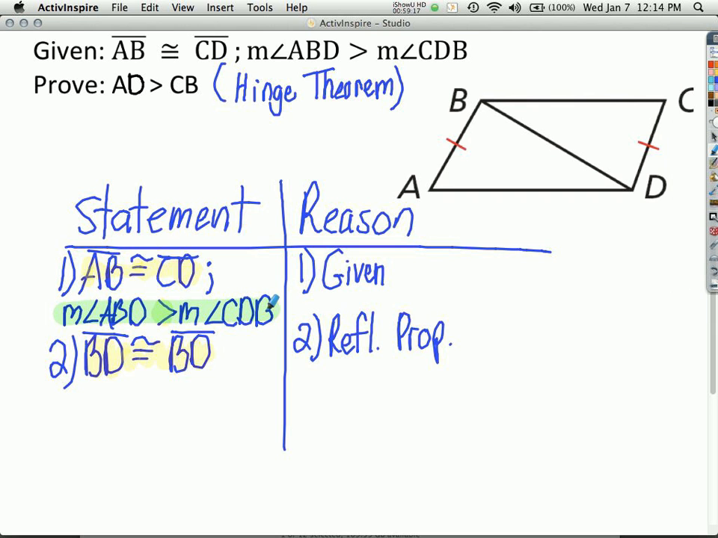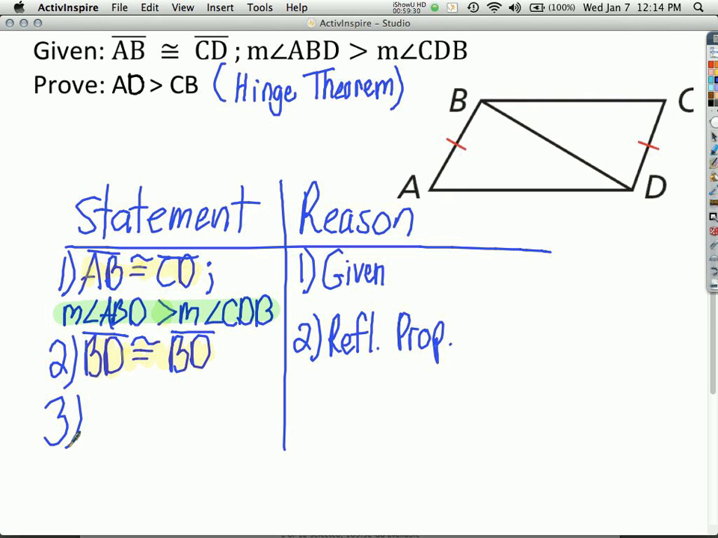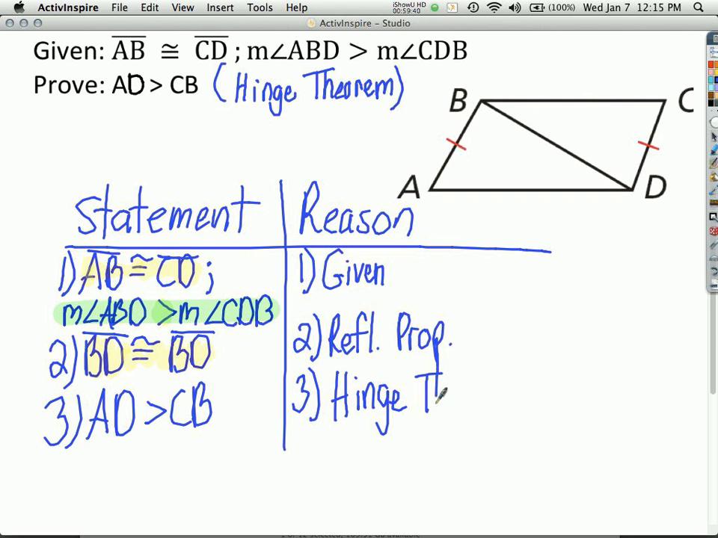We have all three pieces of evidence. We had to do what Nathaniel did. We had to create that second piece of evidence. Now we have all three pieces. Now we can say the proved statement. AD is greater than CB because of the hinge theorem. But you can't write that until you have demonstrated the three pieces of evidence required.